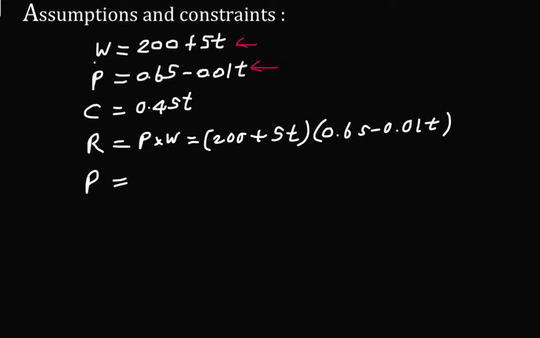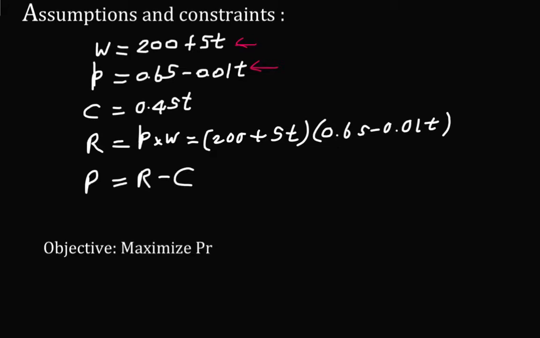This is simple P, so this is capital P, profit. How do we find the profit? We know revenue, which is income, minus cost, that is the profit. Next, objective. What is our objective? Maximize the profit. We have the objective here, so now we are done with step 1.